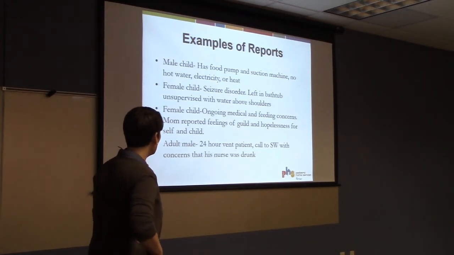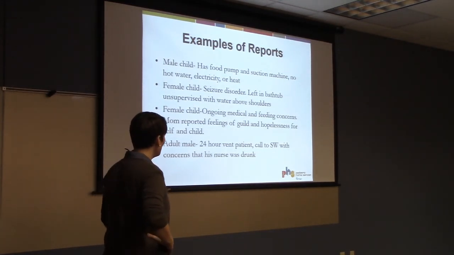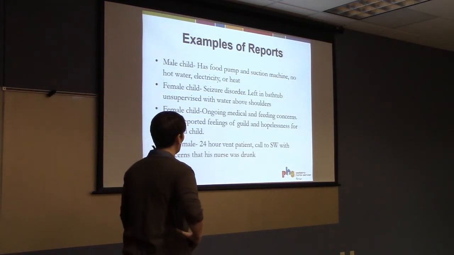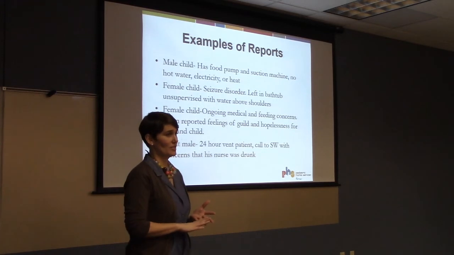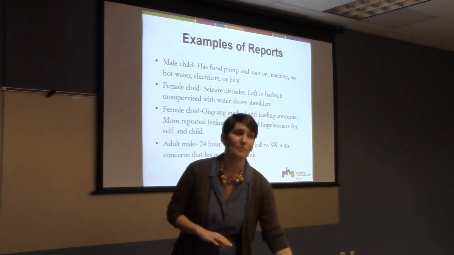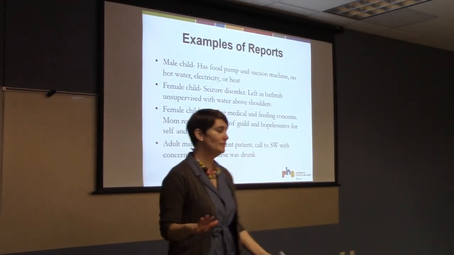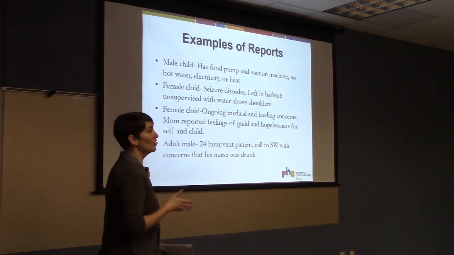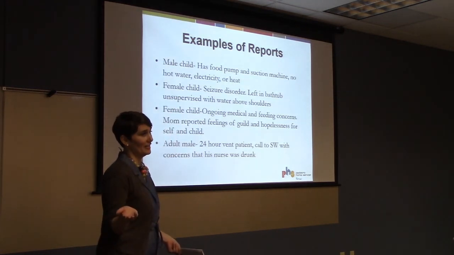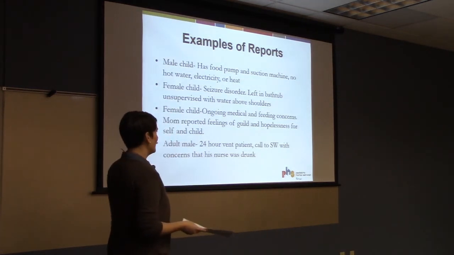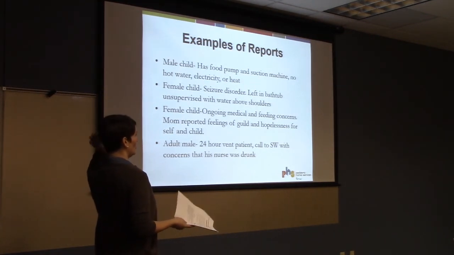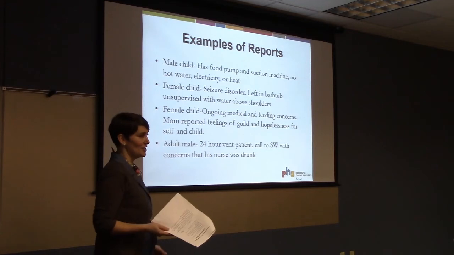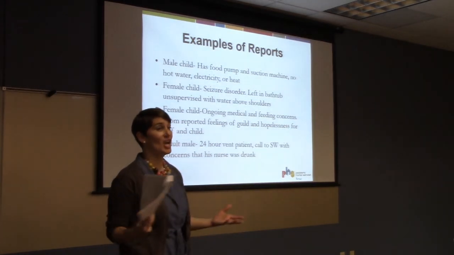So there's a male child. He has a feeding pump and a suction machine. I met with mom, and there's no hot water, no electricity, and no heat. This was in May. So it looked different, right, if it was in January. But it was in May, and so they were able to do something. Lots of issues in the home, but this was a huge one.